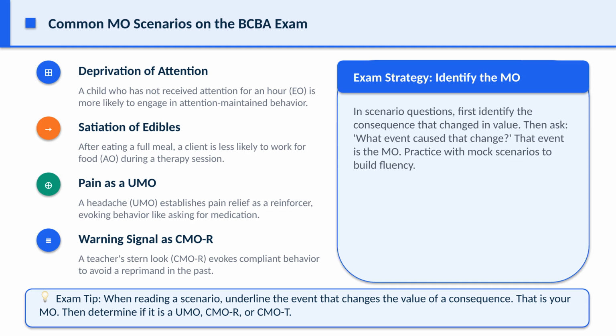Pain from a headache is an unconditioned motivating operation, UMO, establishing pain relief as a reinforcer and evoking medication seeking. A teacher's stern look functions as a reflexive conditioned motivating operation, CMO, evoking compliant behavior to avoid a past reprimand. Finally, a broken pencil is a transitive CMO, establishing the sharpener as a reinforcer and evoking requests for it. These examples show how MOs alter both the value of consequences and the frequency of behavior, a core distinction for exam questions on motivation and reinforcement.